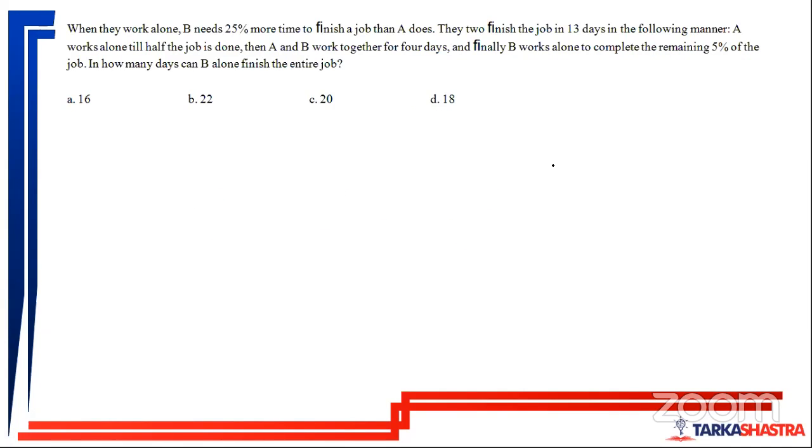So last question for the day. This is a time and work question. When they work alone, B needs 25% more time to finish a job than A does. So let us assume the time required by A to finish 1 unit of work is A days. Similarly, the time taken by B is B days. Whereas B equals 5 by 4 A. 25% more than A, that means A plus 25% more, meaning A by 4, which is 5 by 4 A.